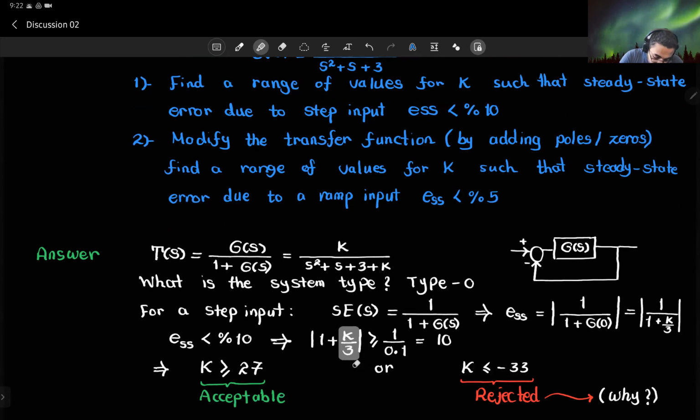In the other case, if K is less than negative 33, this means that K divided by 3 is negative 11, plus 1 is negative 10. The absolute value of that is going to be 10, right? So both of these ranges satisfy the inequality. However, one of them has to be rejected. Any ideas why do we reject the range K less than negative 33?